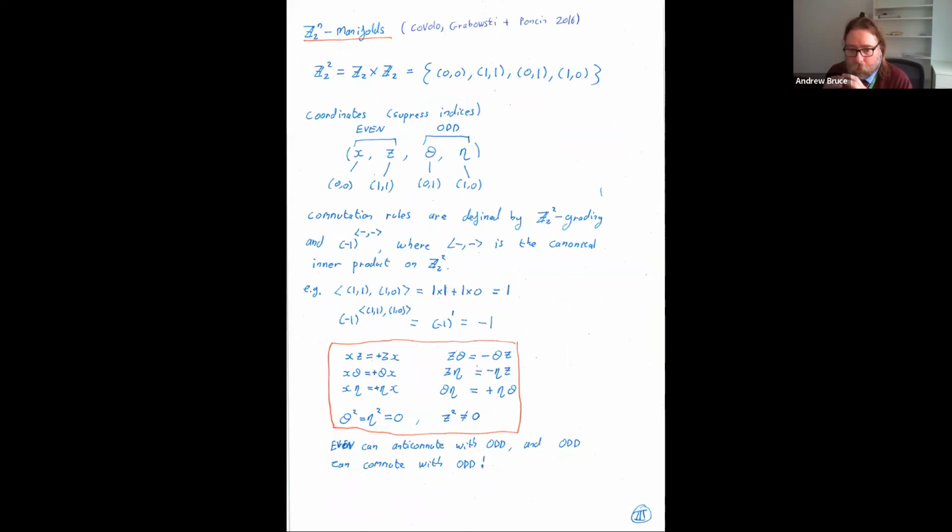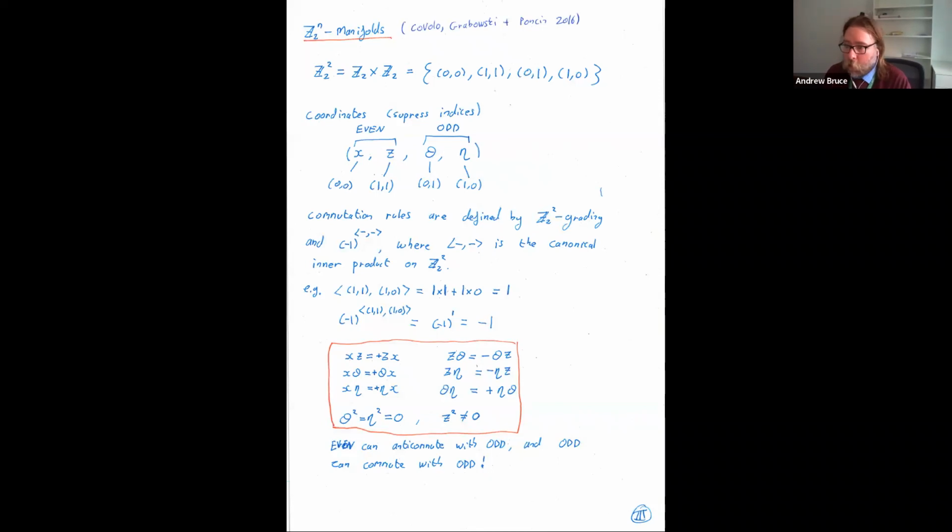So what's the idea of what I call a Z2^N manifold? This is Covolan, Ruba, and Poncin, about 2016. They worked out a lot of the details of what these Z2^N manifolds are very concretely and very carefully. So I won't do that. I will just take this coordinate approach to sketch what's happening. In particular, I won't even think about Z2^N.